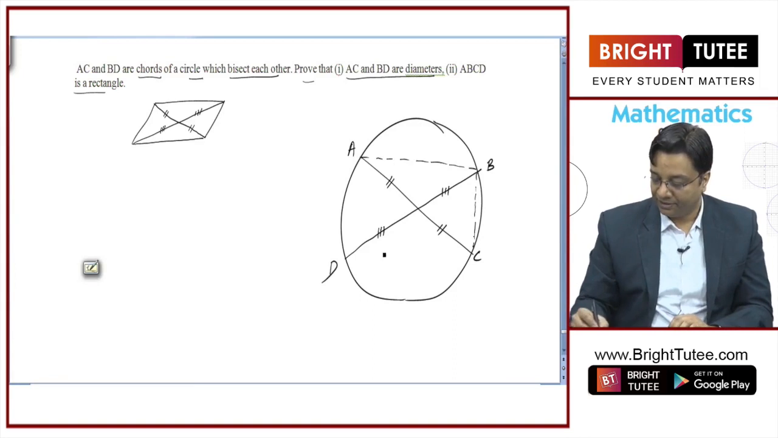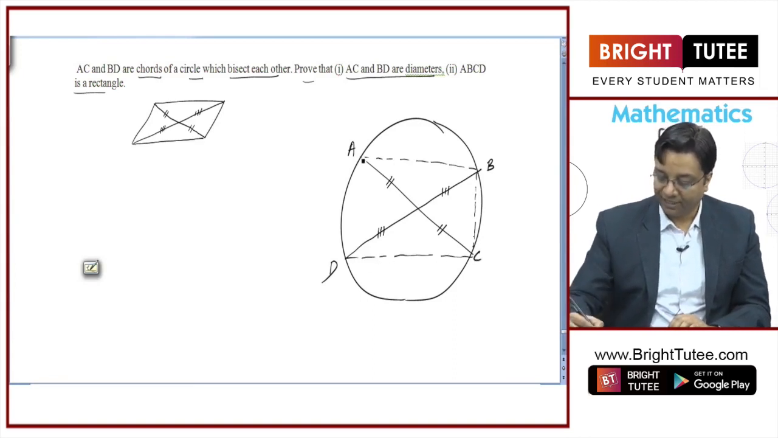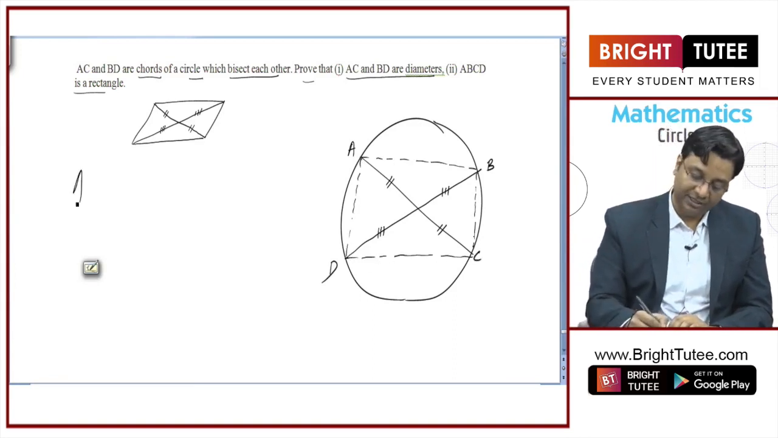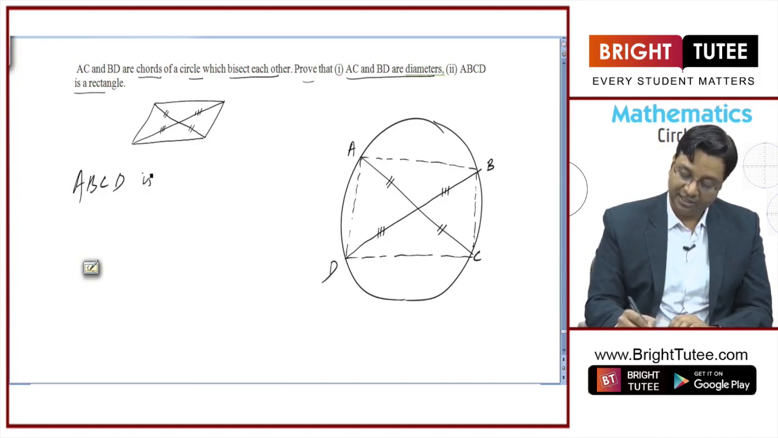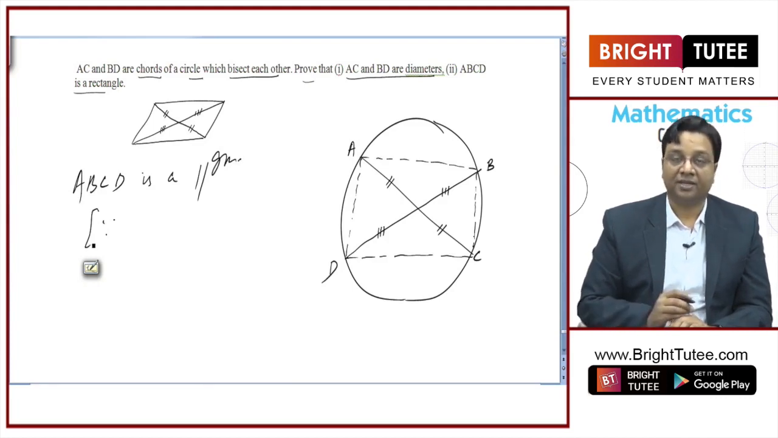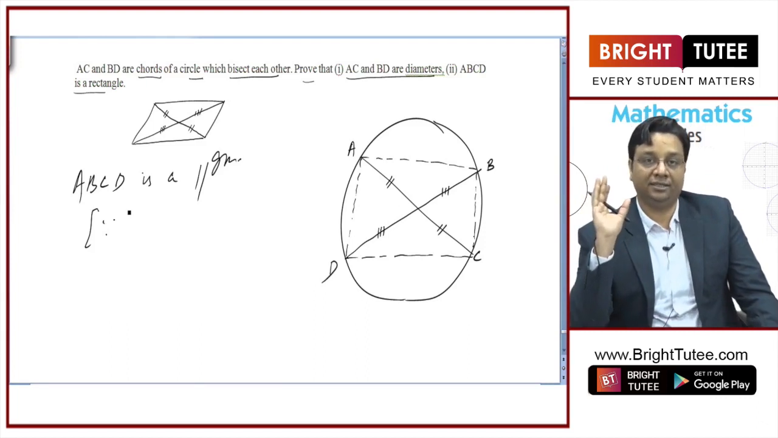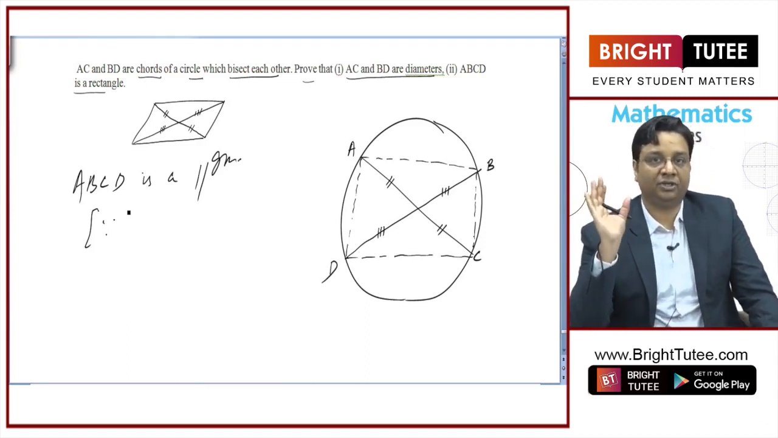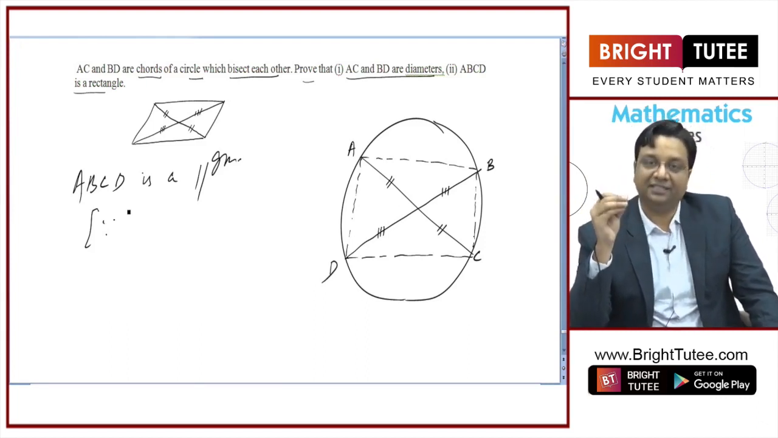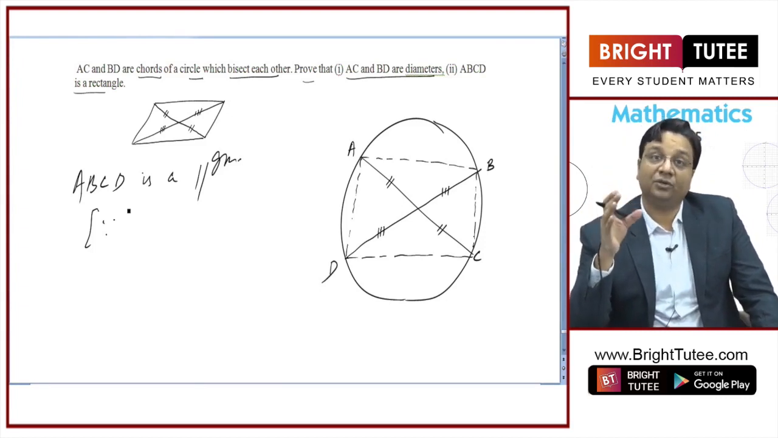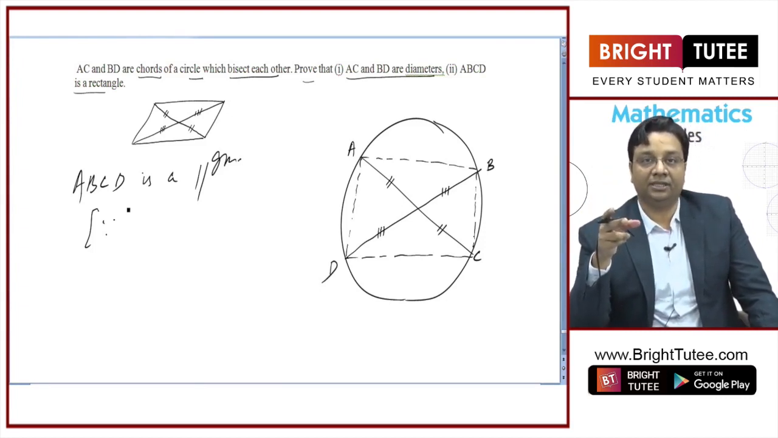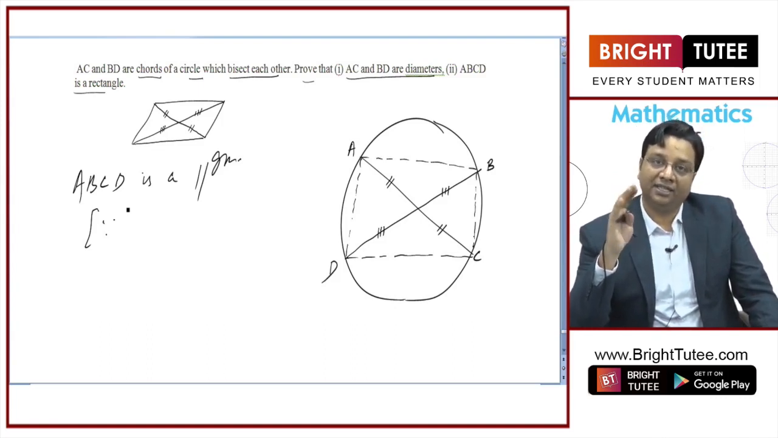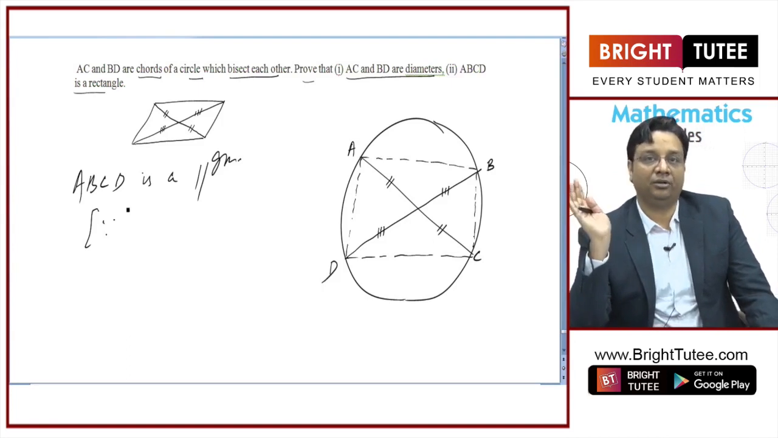BC, CD and DA, what will be ABCD? ABCD is a parallelogram. Why? Because if in a quadrilateral we can prove that its diagonals bisect each other, then it is enough for us to say that this quadrilateral is a parallelogram. So if the diagonals of any quadrilateral bisect each other, then this quadrilateral is nothing but a parallelogram.